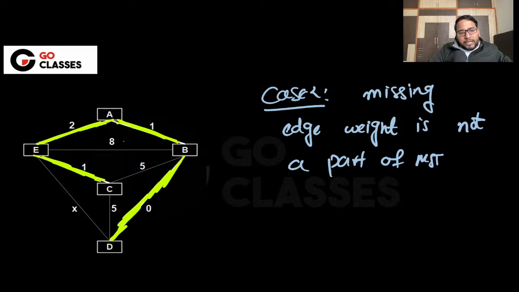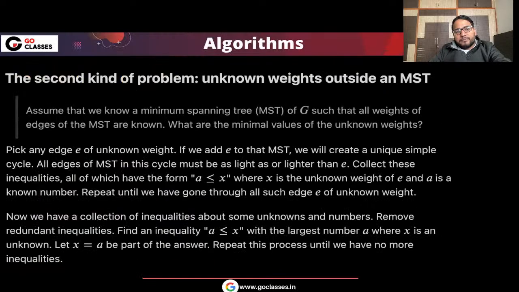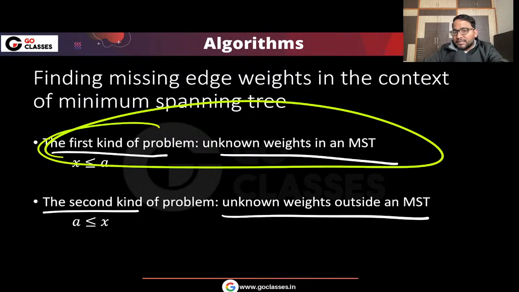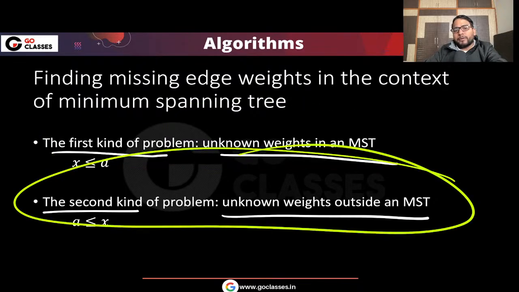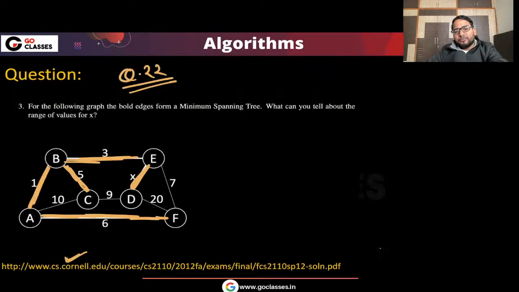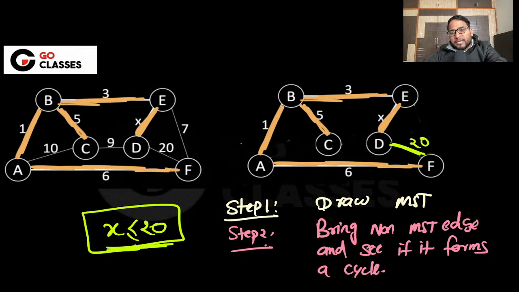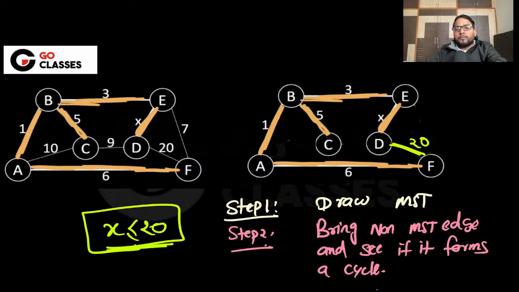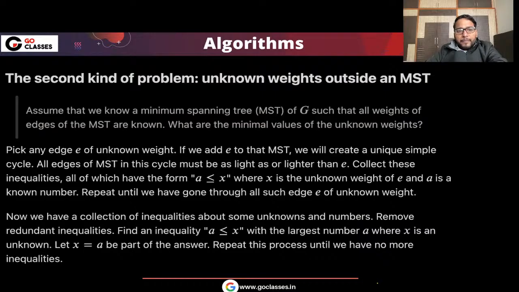If this is MST, then can you do this? See, there are two cases, right? Let me remind you: the first kind of problem is when the unknown weight is in MST. The second kind is when the unknown weight is not in MST. If the unknown weight is in MST, we have seen how to do it: we keep bringing the non-MST edges one by one. And the second kind of problem is that the unknown weight is outside MST.